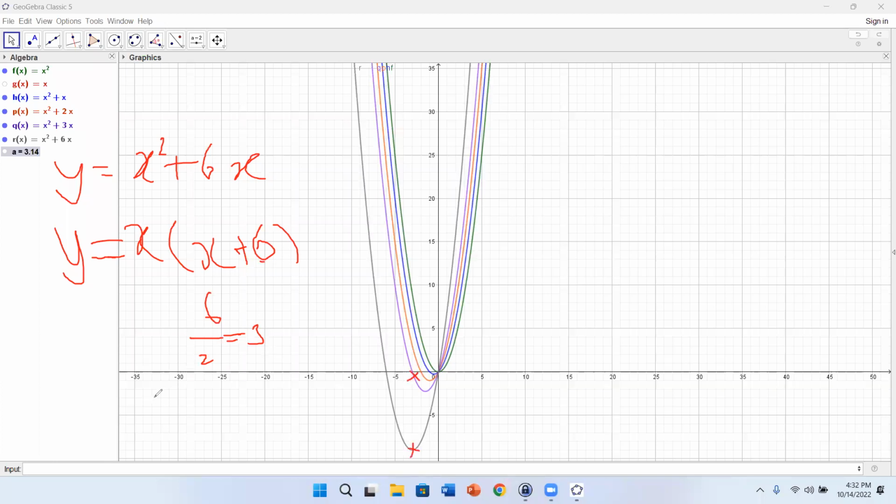So I put x equal to 3 and I get y is equal to 3 times 9, so negative 9. So that is the x and y value. X value is 3 and y value is negative 9. So this is one point I'll have.